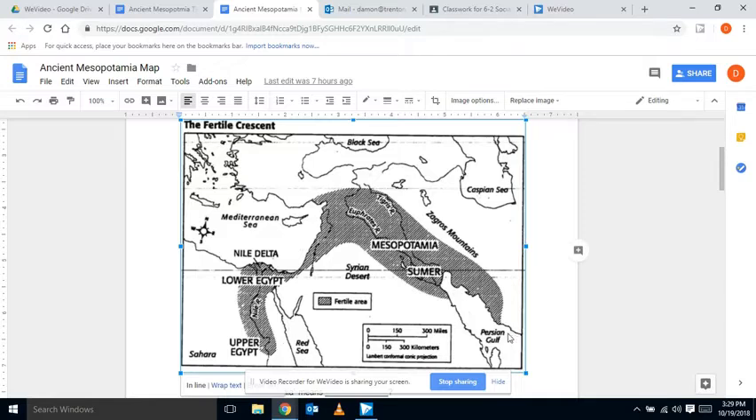So when I look at a map, I just take a general look at it. I check the title, I check the map key, and then I look to see what the features are before answering the questions.